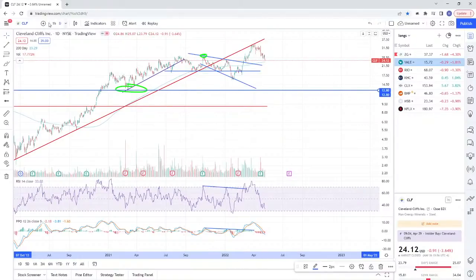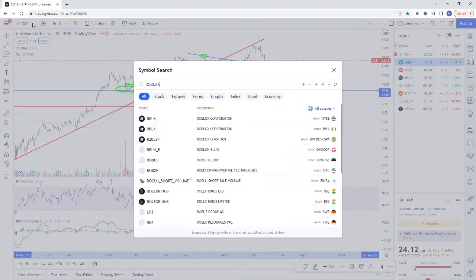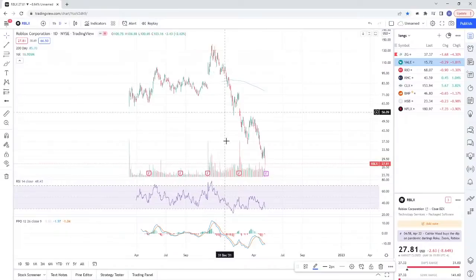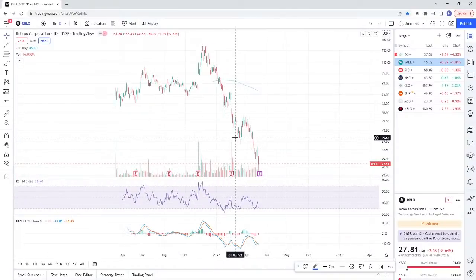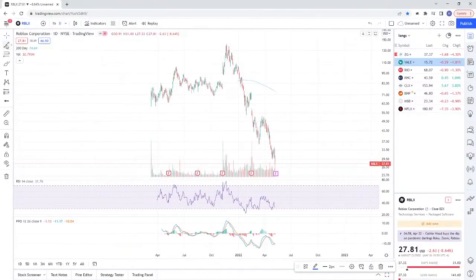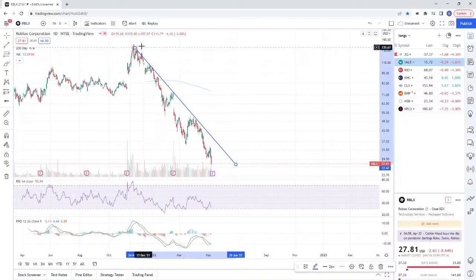Robolux. Well, that's one of those pump stocks. I don't even know what the symbol is. Don't they do gaming or something? Yeah, Trainwreck City. This was one of those pump stocks that everybody was into. Not as strong, but all right, there's your bear trend. Somewhere right in there, mark it out.